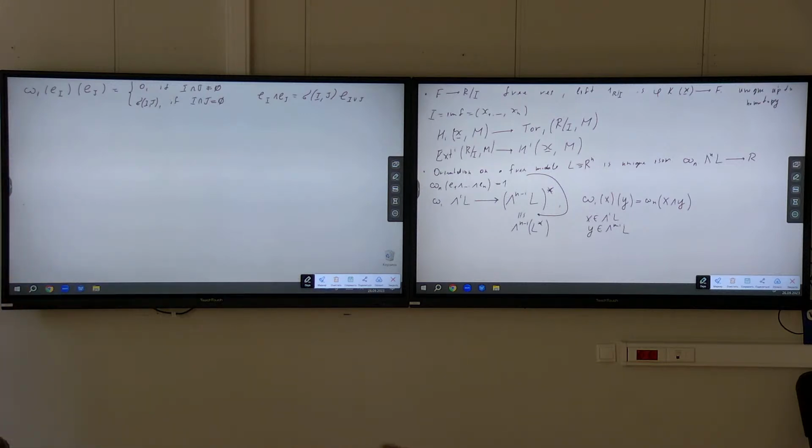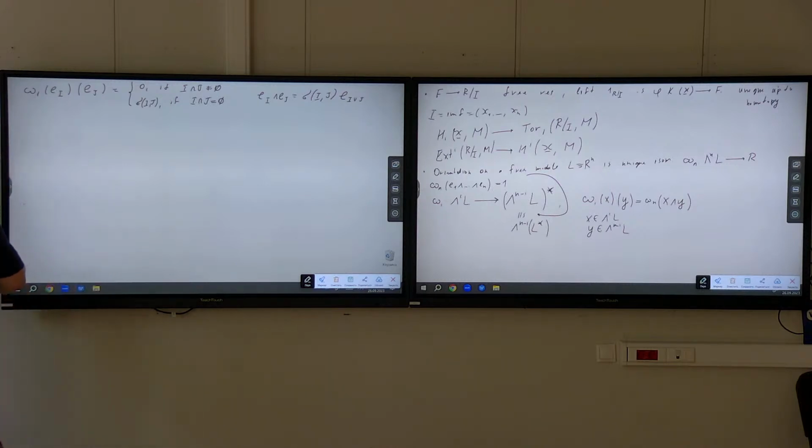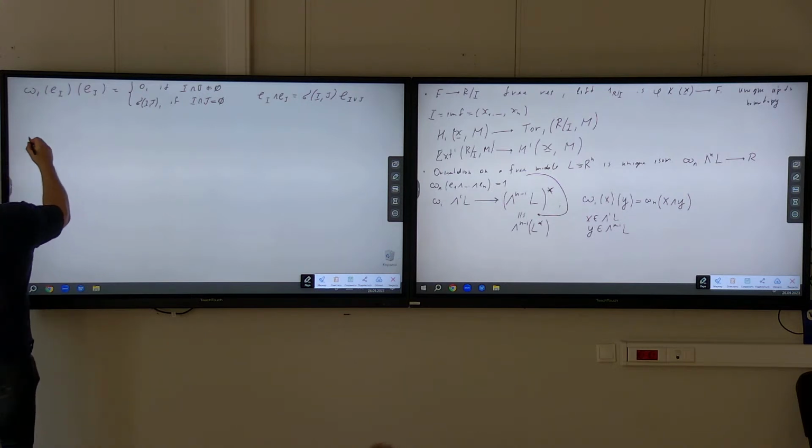So this is precisely the sign that we have. So up to a sign, everything is completely clear. Okay, so now we have the following situation. We have a Koszul complex. Let me just write this explicitly.